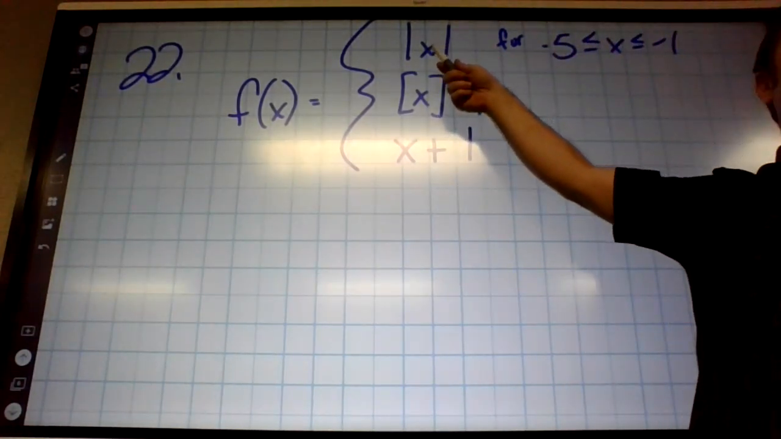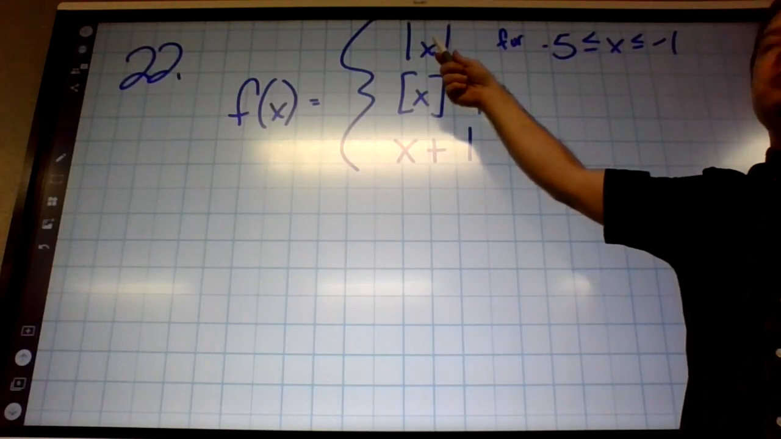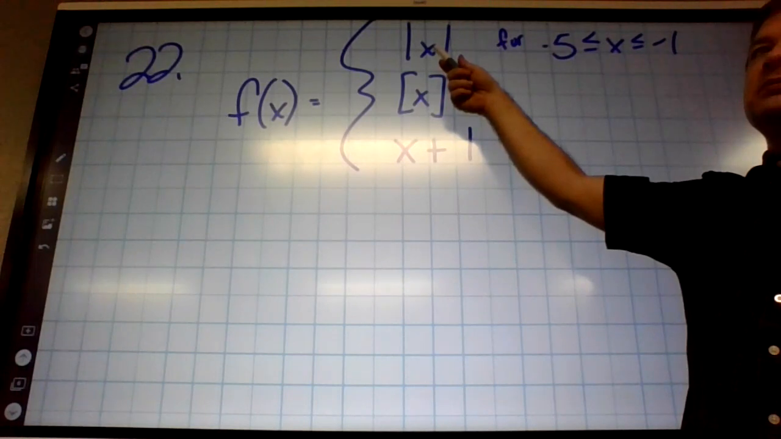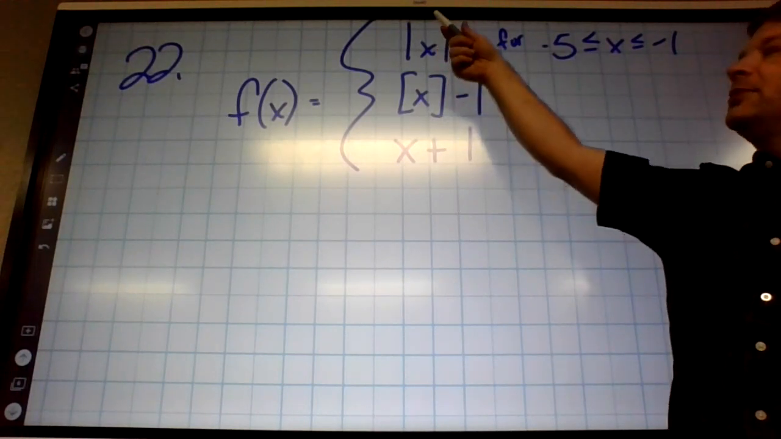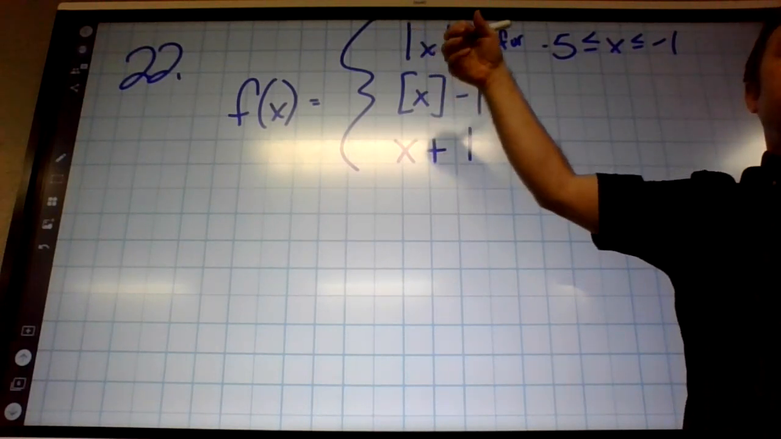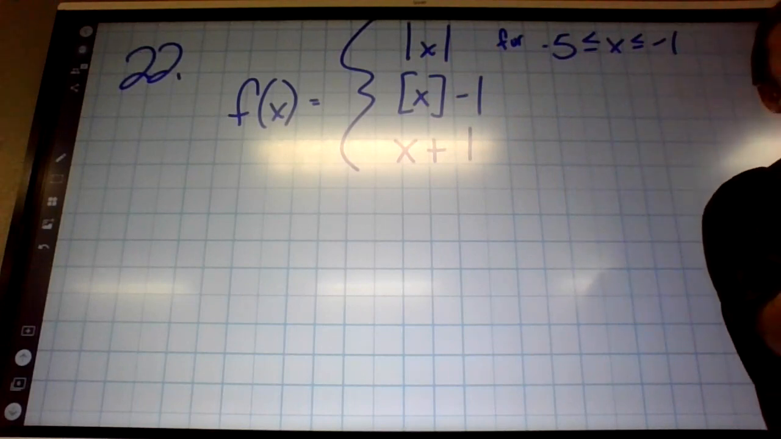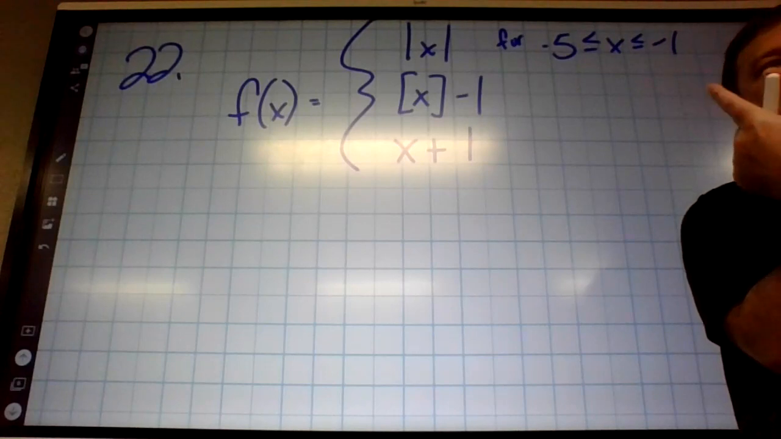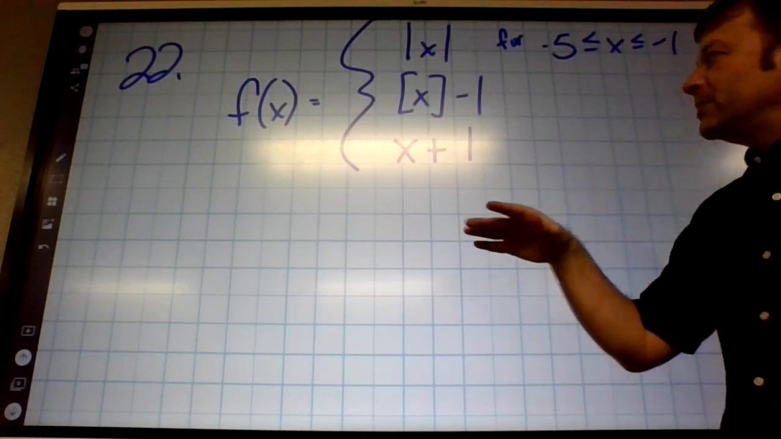What's this first part of the function supposed to look like? Absolute value looks like a U. A V. Now, the thing about a V though is if you only graph part of it, it might just look like a line, because you're only on part of it.